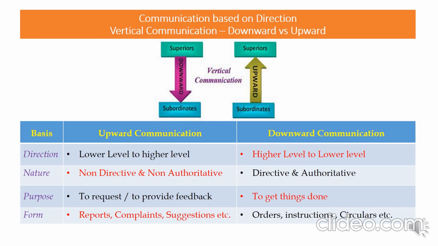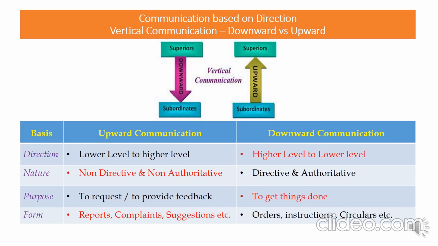whereas in downward communication, information is passed from a higher level to a lower level. For example, the communication or orders from principal to faculty members or principal to students, or even an employer to the employees. It is usually directive in nature as well as authoritative in nature. Circulars and orders from superiors to subordinates are the right example of downward communication.